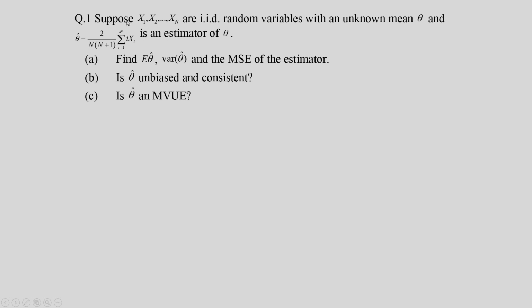Question 1. Suppose X1, X2, up to Xn are IID random variables with an unknown mean theta, and theta hat, the estimator, is given by 2 by n into (n plus 1) into the summation of i Xi, i going from 1 to n. Find E of theta hat, variance of theta hat and MSE of theta hat. Is theta hat unbiased and consistent? Is theta hat an MVUE?